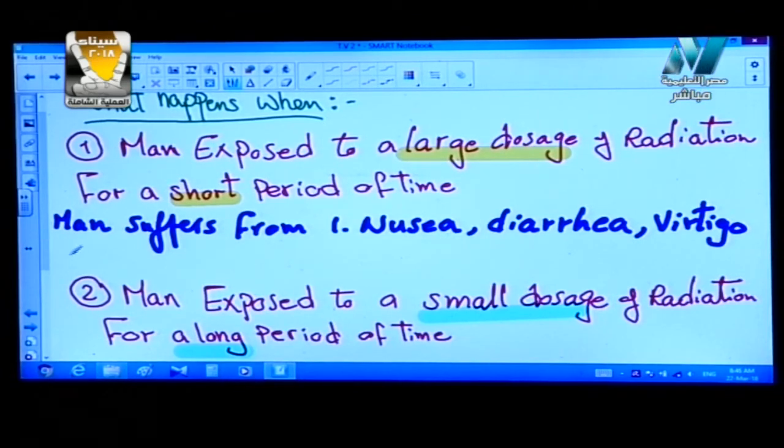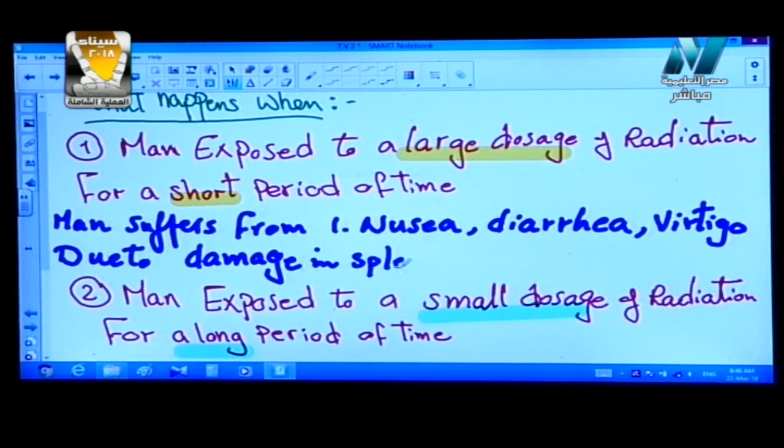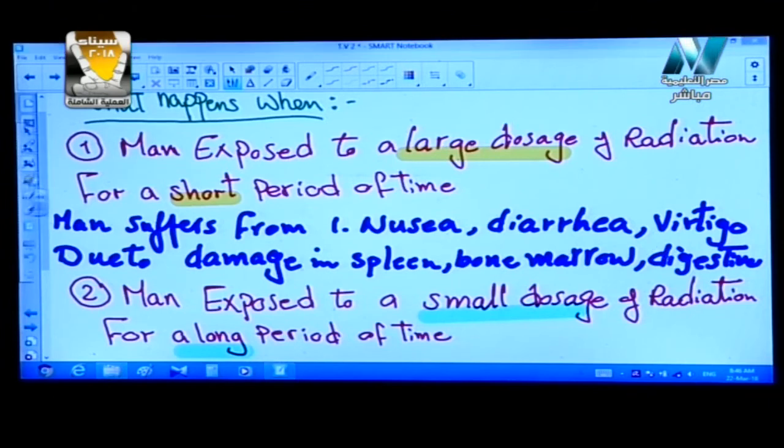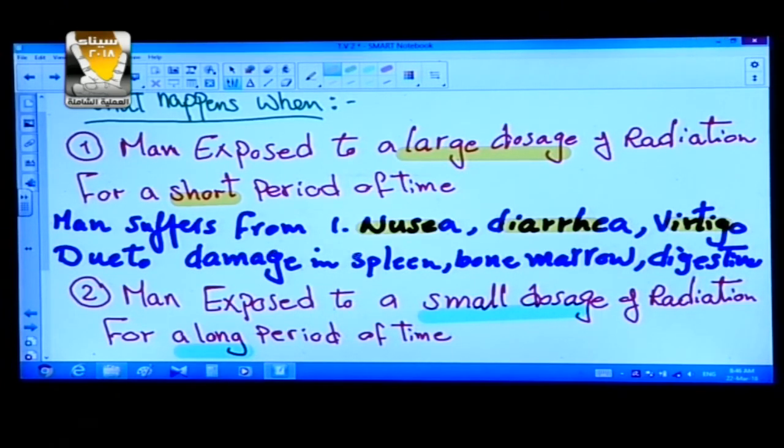طبعا هقول له due to damage in spleen اللي هو الطحال، bone marrow and we know bone marrow اللي هو نخاع العظم forming the blood او red blood cells هو اللي بيكون red blood cells with spleen طبعا and we have here destruction or damage in digestive system and also in the nervous system. يبقى if we have large dosage but for a short period of time here we have nausea, diarrhea, vertigo. Why؟ أقول له damage in spleen, bone marrow, digestive system, and the central nervous system.